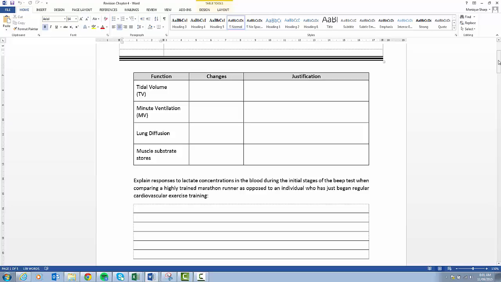Minute ventilation, what happens? Increase, decrease, stay the same. Increase. What is minute ventilation? Amount of air per minute. Lung diffusion. Increase. What else might we call that? Gas diffusion, gas exchange, or pulmonary diffusion. Different words, same thing. Muscle substrate stores? Decrease. Good.